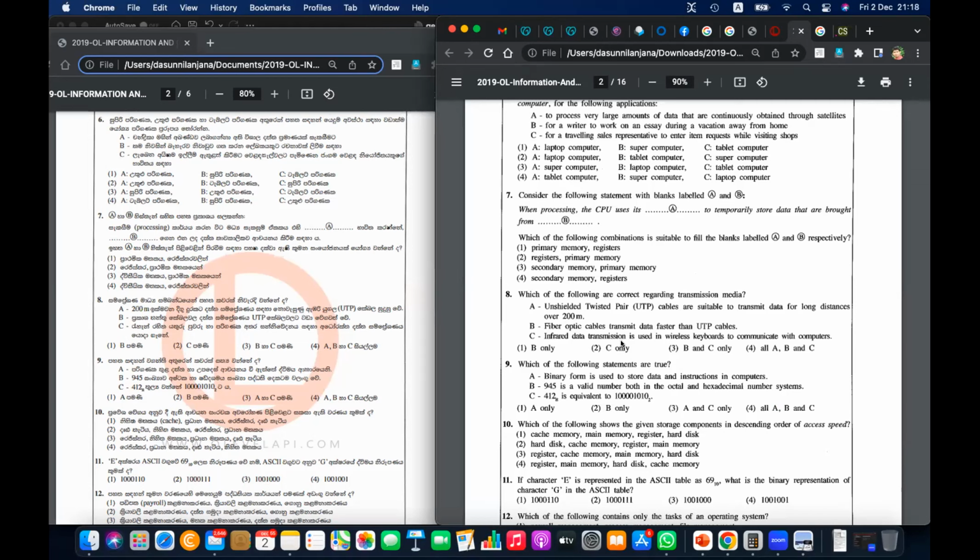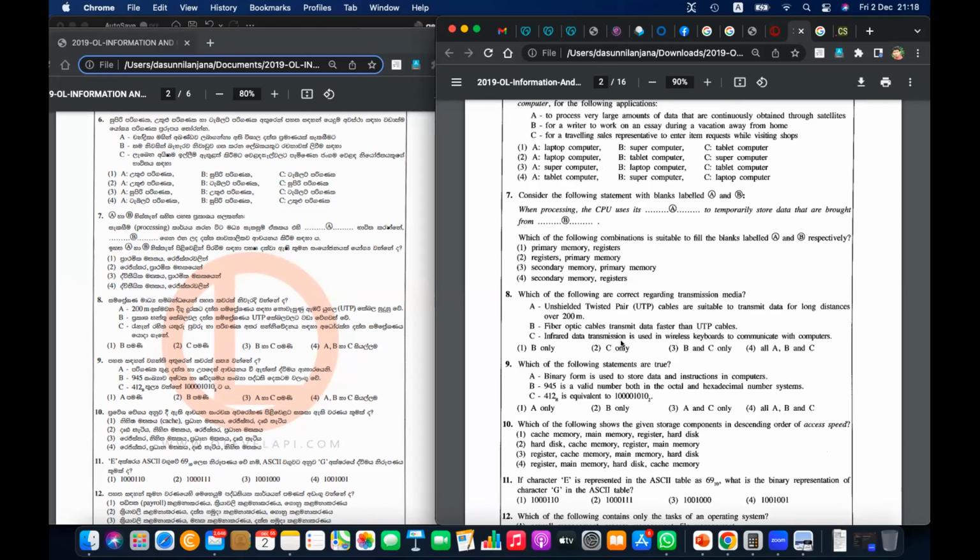Question number 8. Which of the following are correct regarding transmission media? Unshielded twisted pair UTP cables are suitable to transmit data for long distances over 200 meters. Poor UTP cables, they can't go beyond 200. You cannot carry them further than 200.